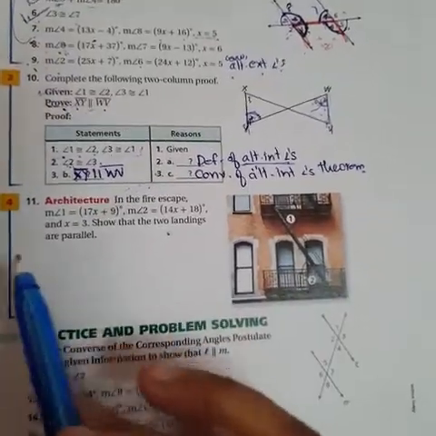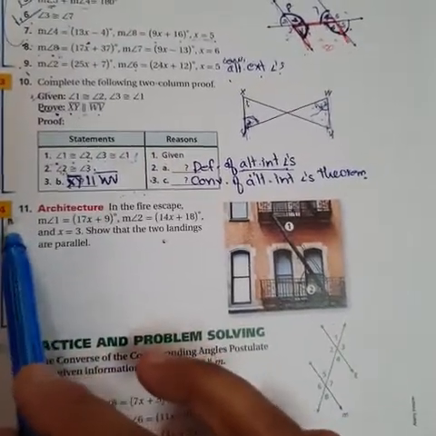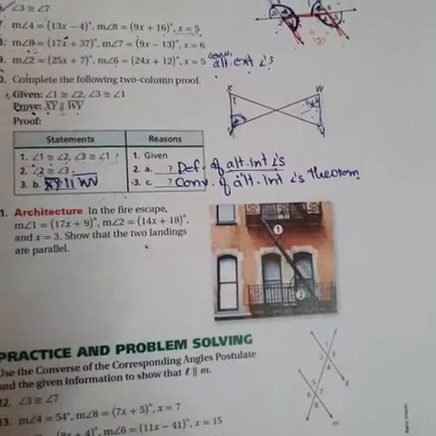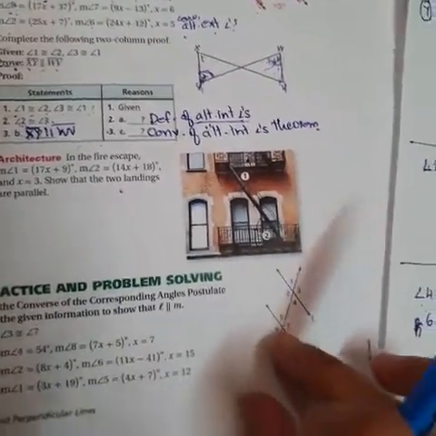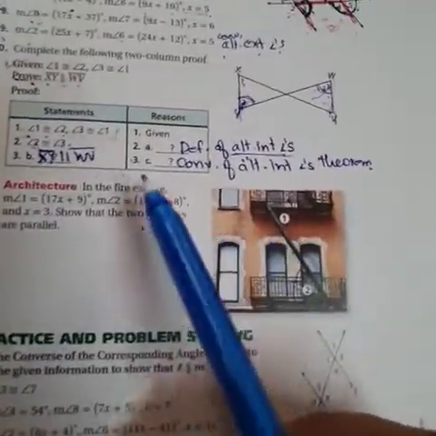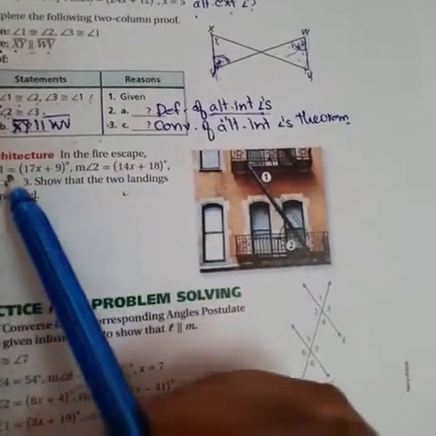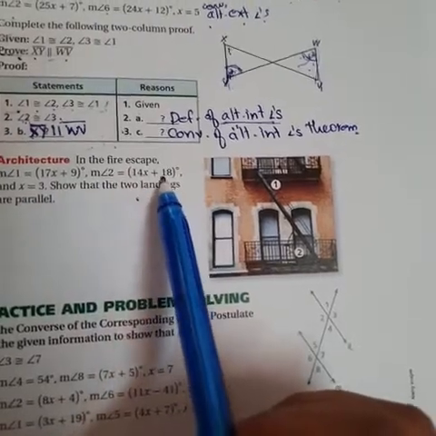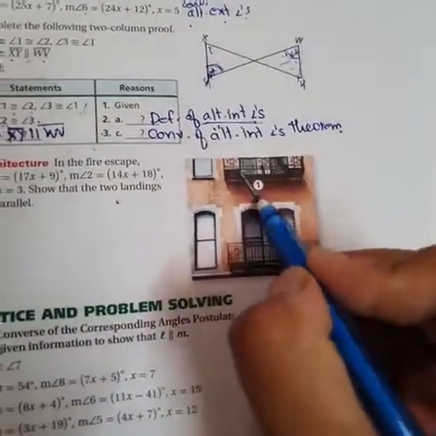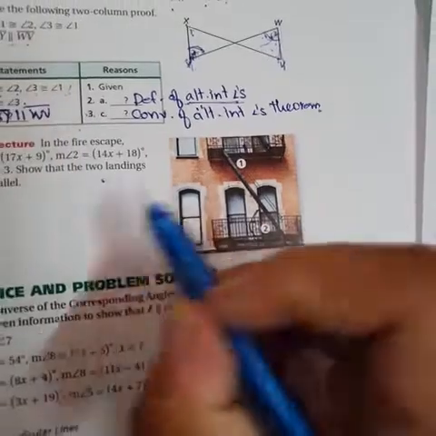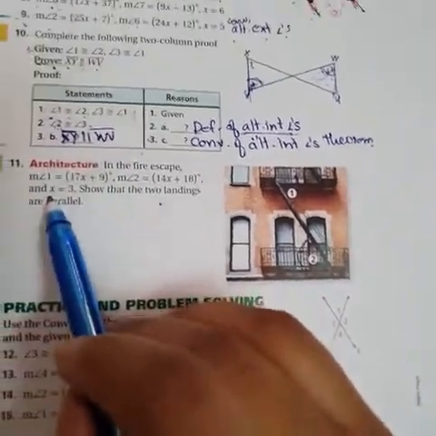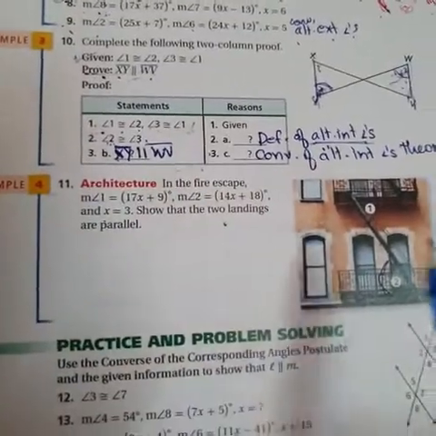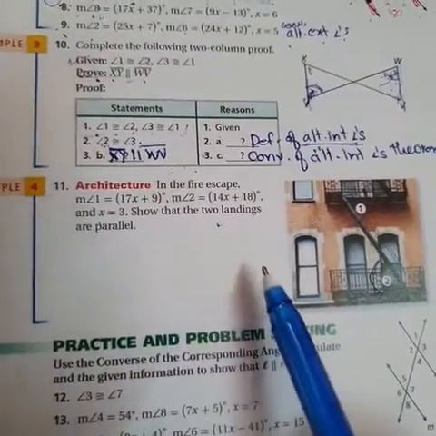Okay, so let me move on with question number 11. Don't think it's a difficult question, only that you need to redraw the pictures to make it clear. Now they said in the fire escape, angle 1 is 17x plus 9 and angle 2 is 14x plus 18. So this is angle 1 and this is angle 2, and x is equal to 3. So you don't even need to find what x is because they have already given you the value of x. Show that the two landings are parallel.